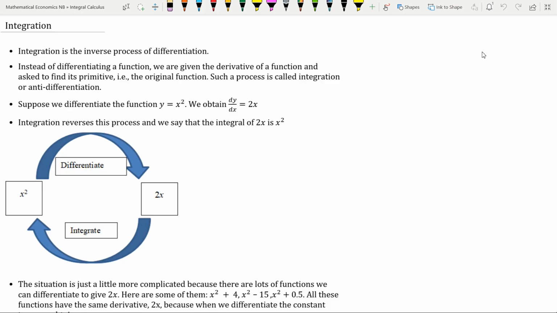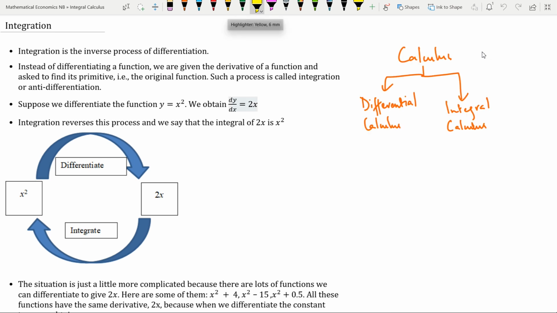Hello everyone. In this video, we are going to start a new chapter, that is integral calculus. Integral calculus or integration is the inverse process of differentiation. Now, if you remember, the process of finding the derivative of a function is known as differentiation. In the case of differentiation, we are given a function and we need to find a derived function.